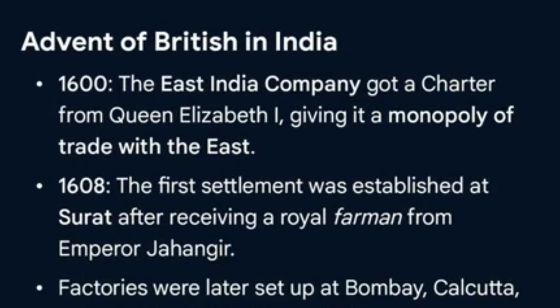Historical background of the Indian Constitution. Advent of the British in India. 1600: The East India Company got a charter from Queen Elizabeth I, giving it a monopoly of trade with the East. 1608: The first settlement was established at Surat after receiving a royal farman from Emperor Jahangir. Factories were later set up at Bombay, Calcutta and Madras, which eventually became presidencies.